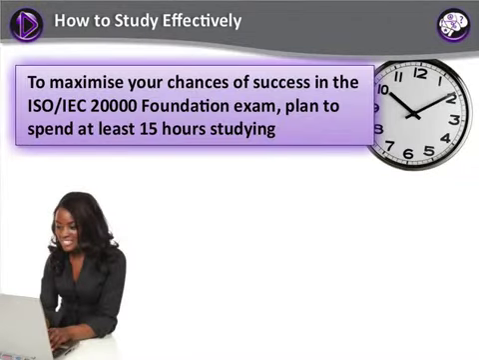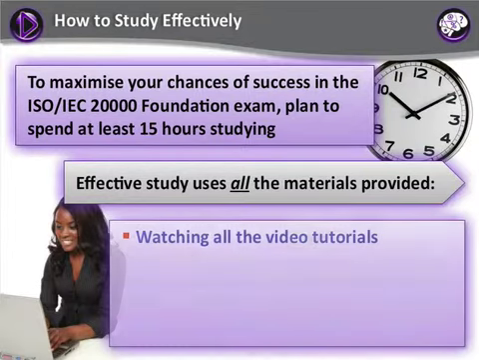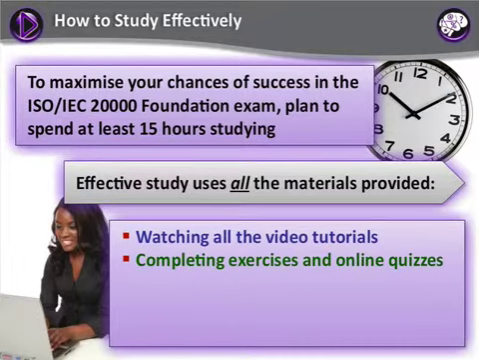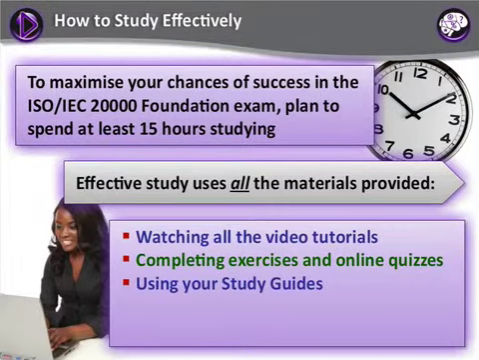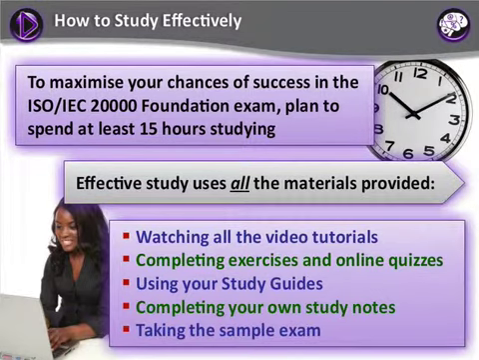To maximize your chances of success in the ISO IEC 20000 Foundation exam, you'll need to plan to spend at least 15 hours studying all of your course material. Effective study time should be spent using the course materials provided, including watching all the video tutorials at least twice, completing all the exercises and online quizzes, using your study guides to maximum effect, completing your own study notes, and taking the sample practice exam that is also provided.